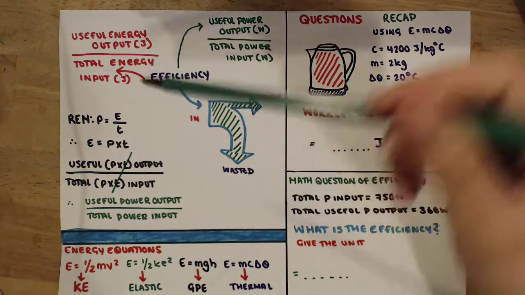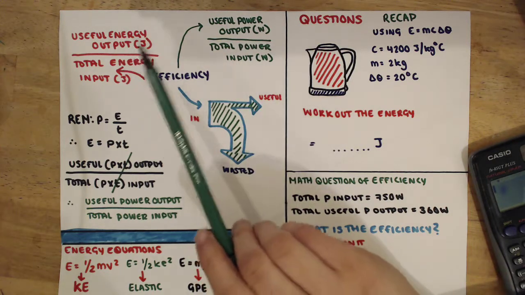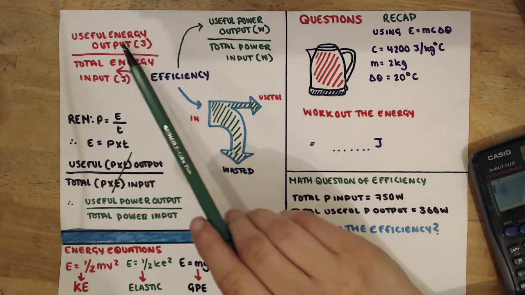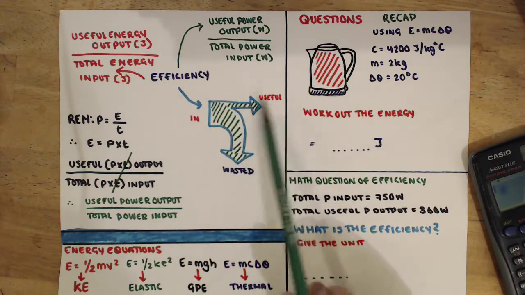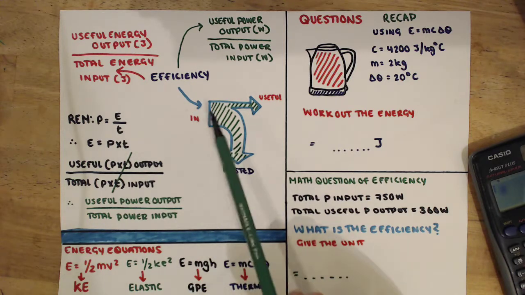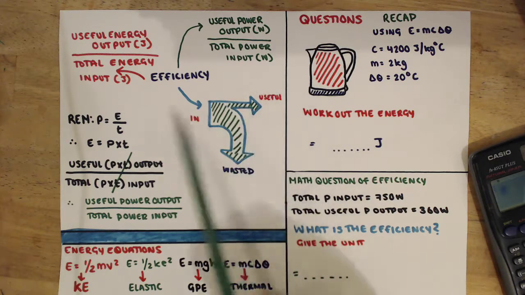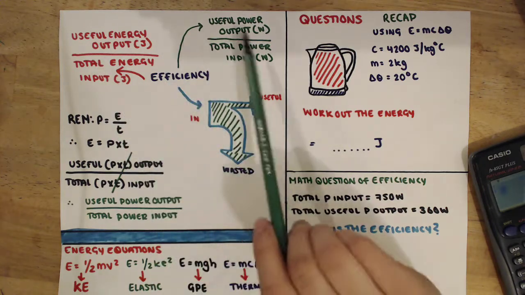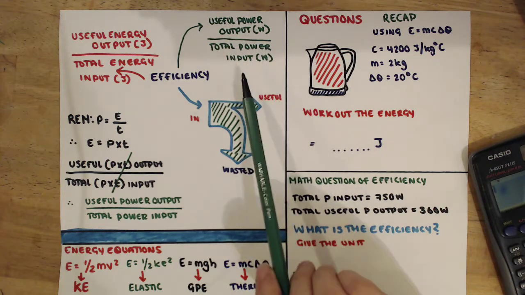Okay, so efficiency has essentially one equation, but that's separated into two. We learn of the first equation of efficiency as useful energy output, your useful output, divided by the total energy input, so your total energy going in. The second equation is your useful power output divided by your total power input.